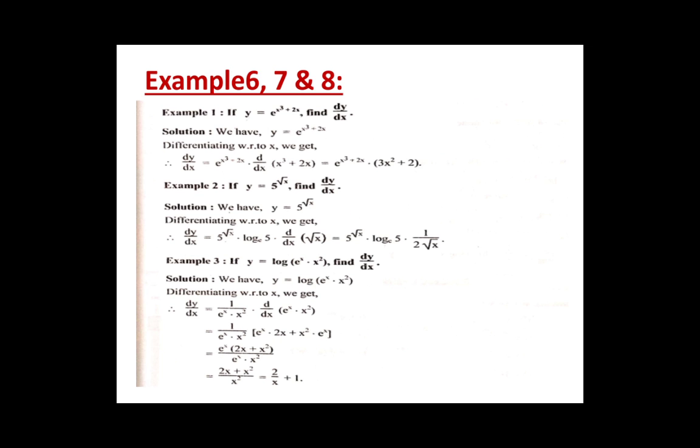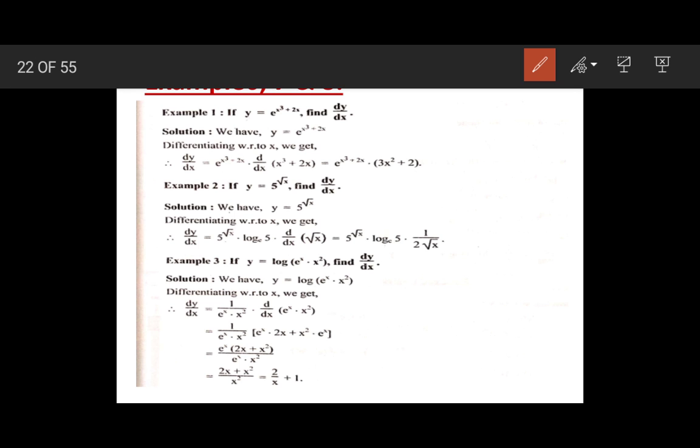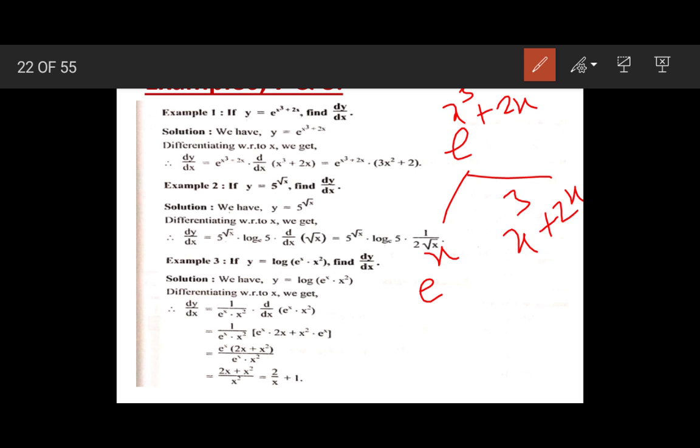See some more examples. y is given as e raised to x raised to 3 plus 2x. Here y is e raised to x cube plus 2x. Now differentiating with respect to x. So here e raised to x cube plus 2x, again this is a composite function. The first function is e raised to x. The second function is x raised to 3 plus 2x.